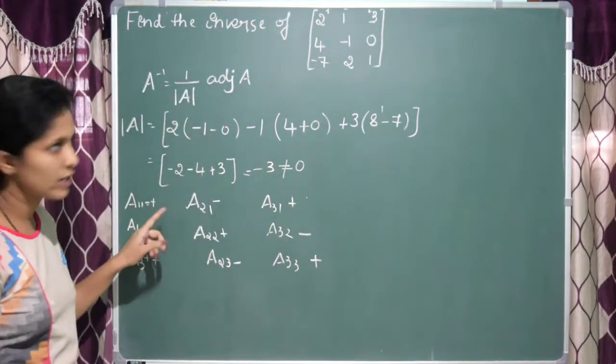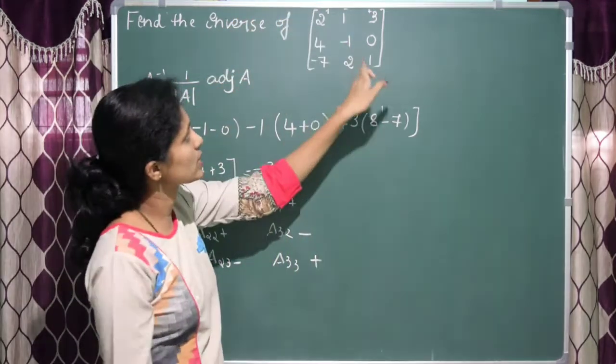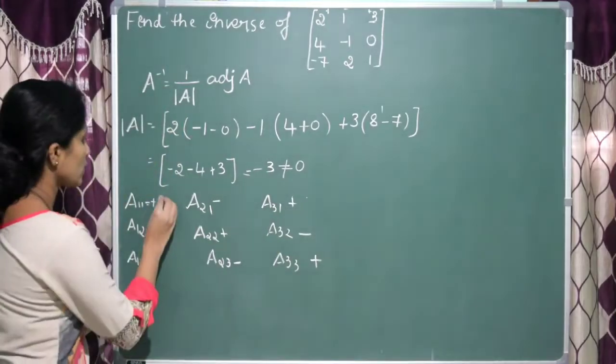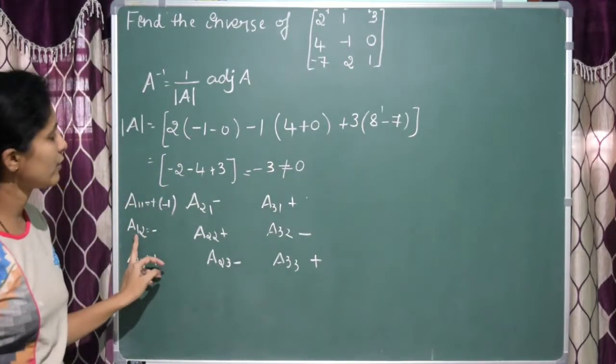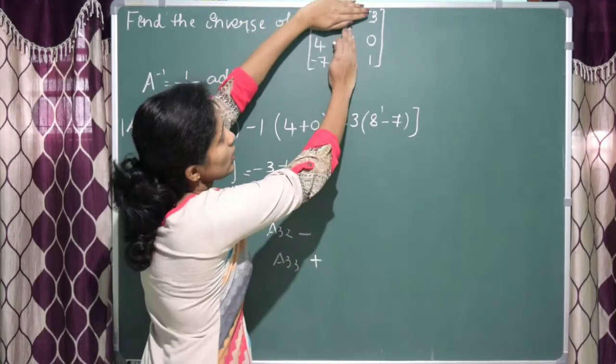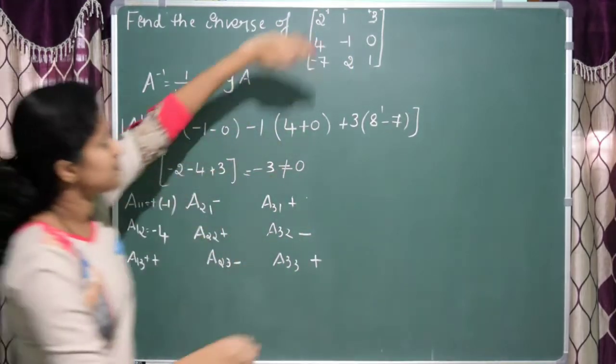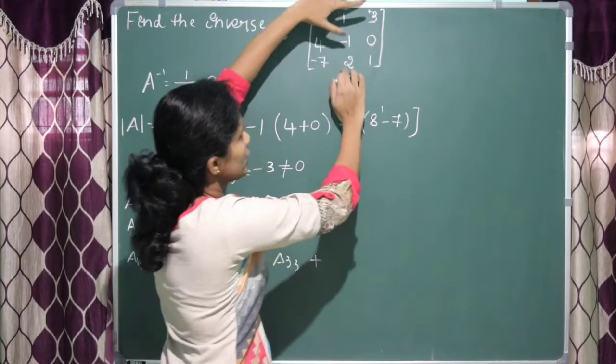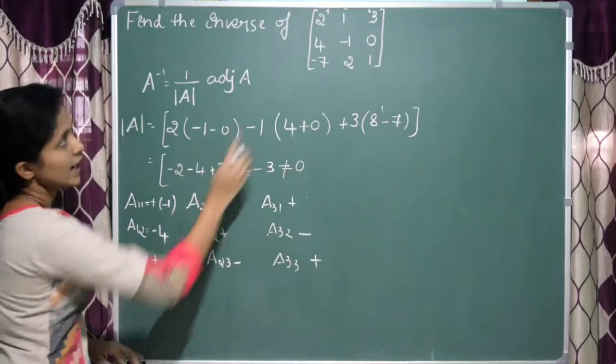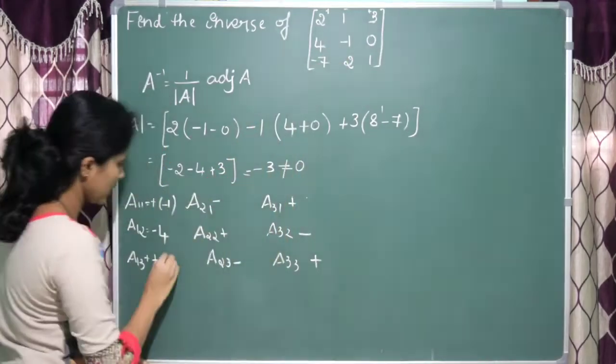Now we will find A11, delete first row, first column. So this is equal to minus 1. So the value will be minus 1. A12, first row, second column. So this is equal to 4. So this will be minus 4. A13, first row, third column: 4 into 2 is 8, right? 8 minus 7. So this will be equal to 1.